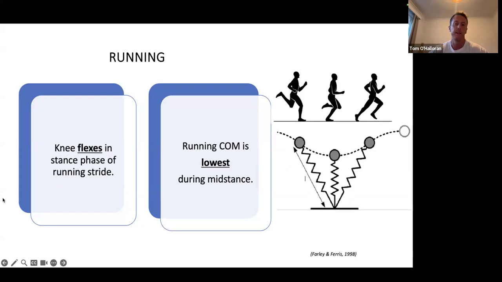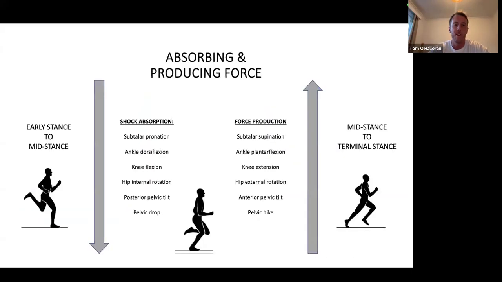When we run, the knee flexes during the first half of stance, and the center of mass is at its lowest point during mid-stance. So we're hitting down and dropping our center of mass, getting a bit of vertical oscillation, and then we spring back out. From early to mid-stance, the lower limb is acting like a shock absorber, so we're absorbing load eccentrically. We hit mid-stance, which is where we reverse it. We dig ourselves out of the hole, overcome gravity, and start producing force concentrically.